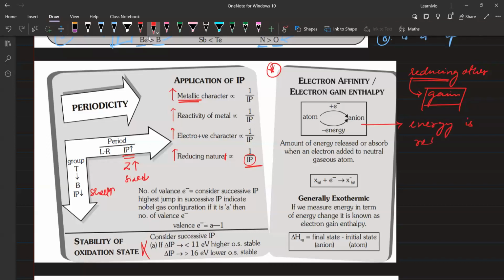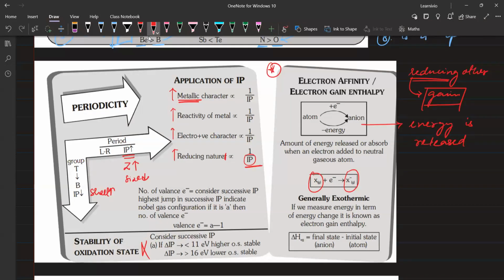Energy is released. Now, in order to understand why the energy is released when you add an electron, it does not mean that, for example, if X is neutral and X negative has a negative charge, X negative is more stable. X negative will be quite reactive. But we are talking in terms of the energy released when you add an electron.